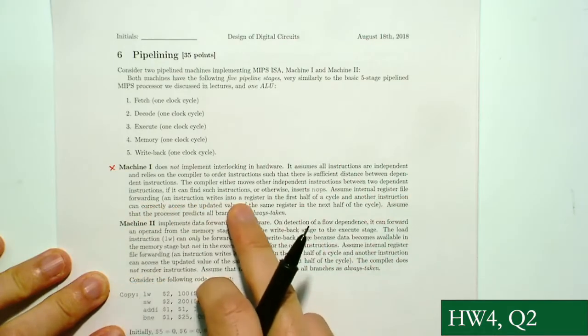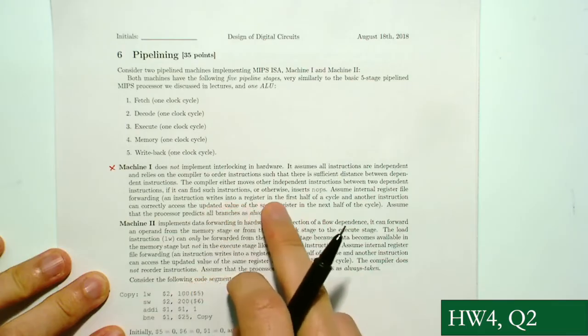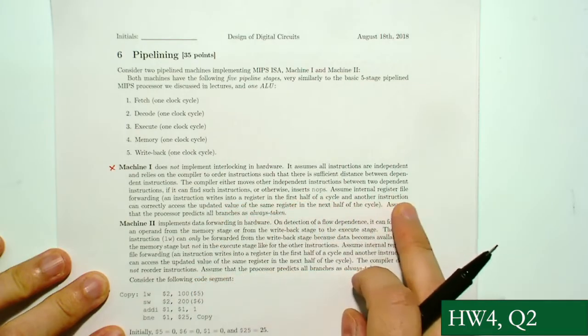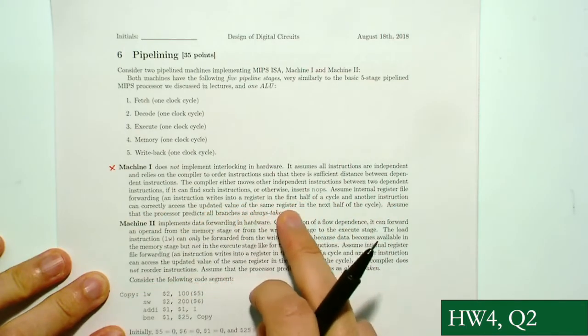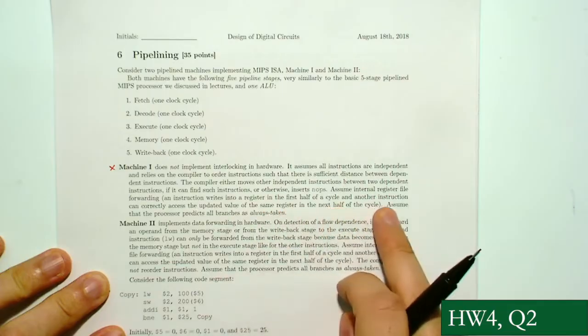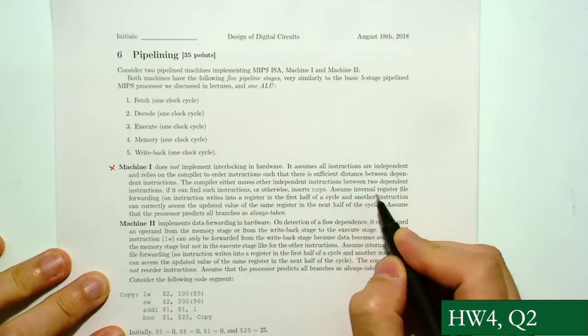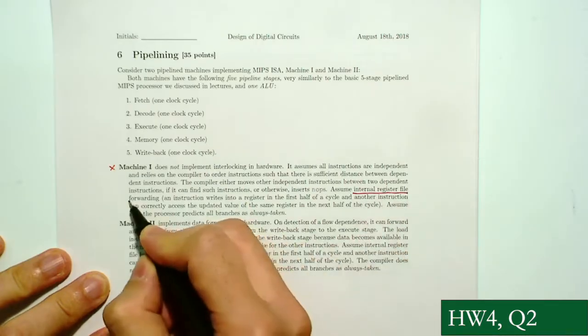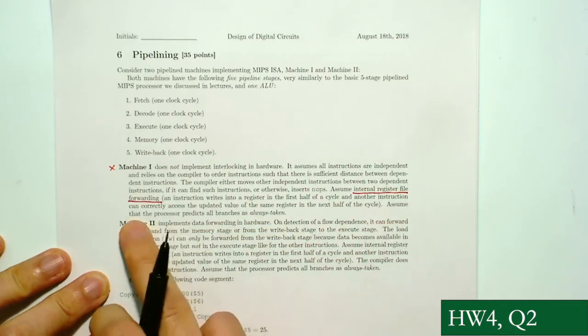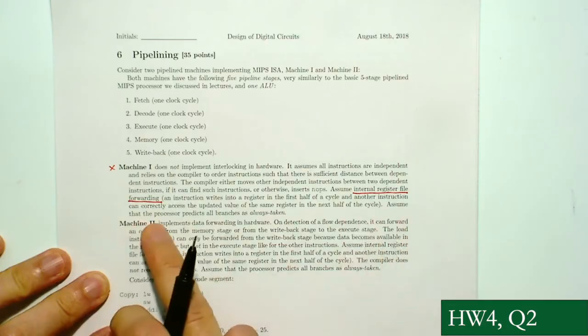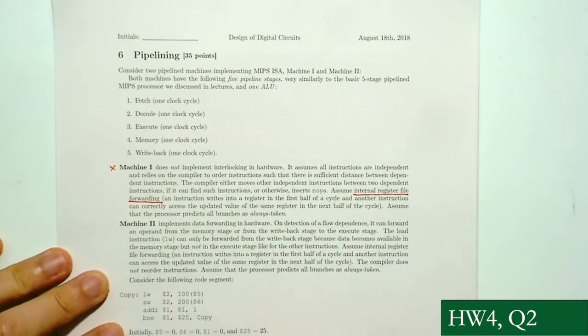So an instruction writes into a register in the first half of a cycle, and another instruction can correctly access the updated value of the same register in the next half of the cycle. So this is important, internal register file forwarding in this machine. And we assume that the processor predicts all branches as always taken.